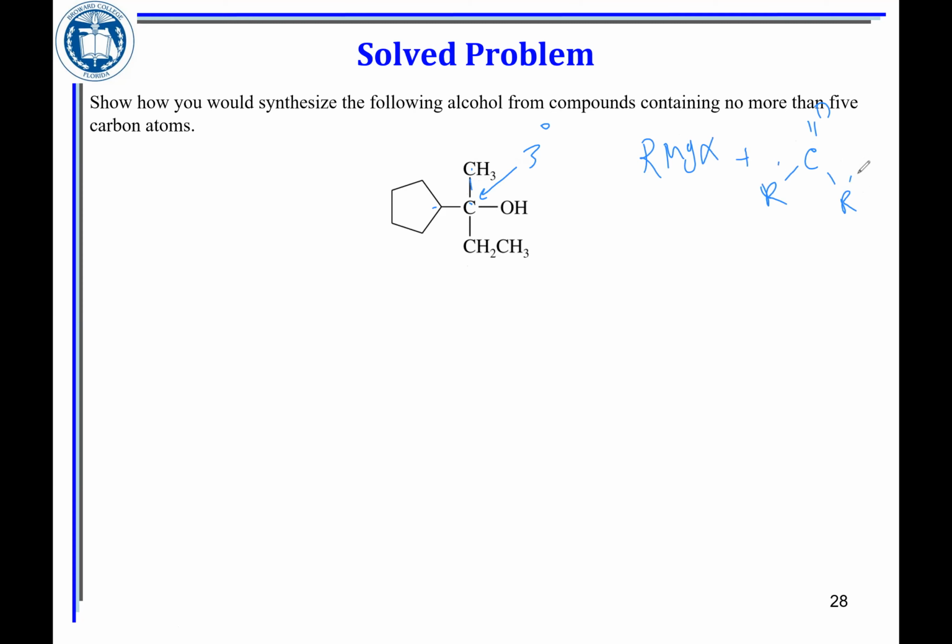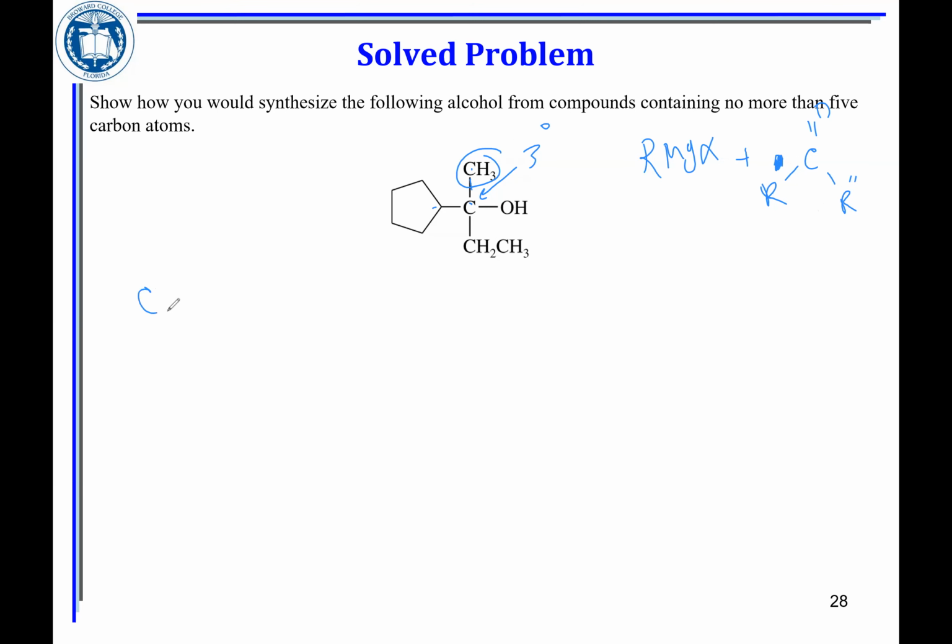So one of the R groups is coming from the Grignard. Two of them are coming from the ketone. So you have your choice. It doesn't matter which one at this point. You can take the methyl group Grignard, the ethyl group Grignard, or the cyclopentyl group as a Grignard. Either one of them can give you the Grignard, but it doesn't matter which one you take. Just know that the other two are going to be the ketone.